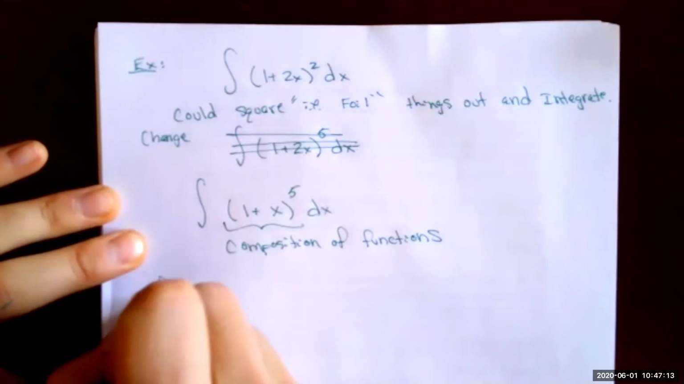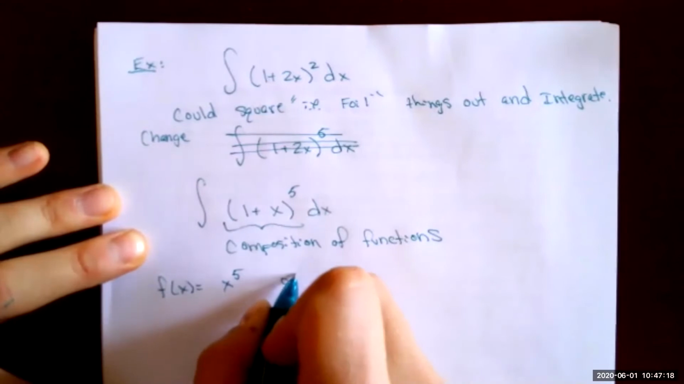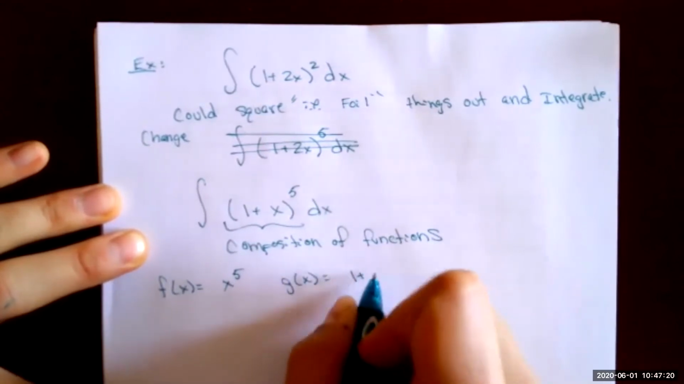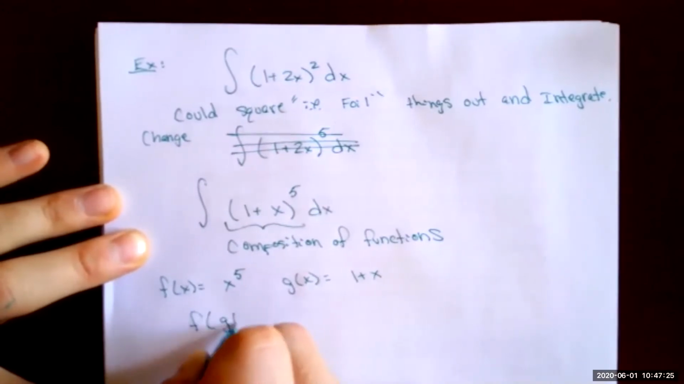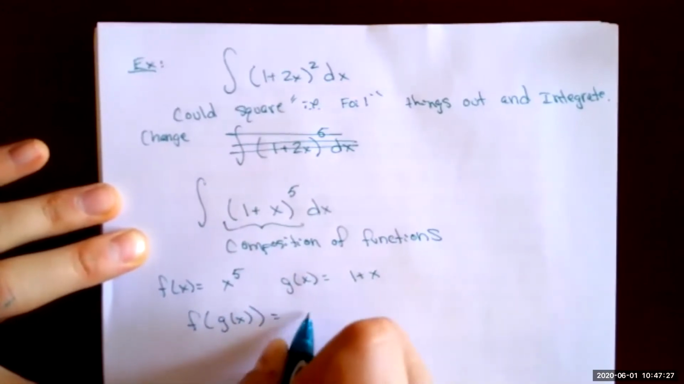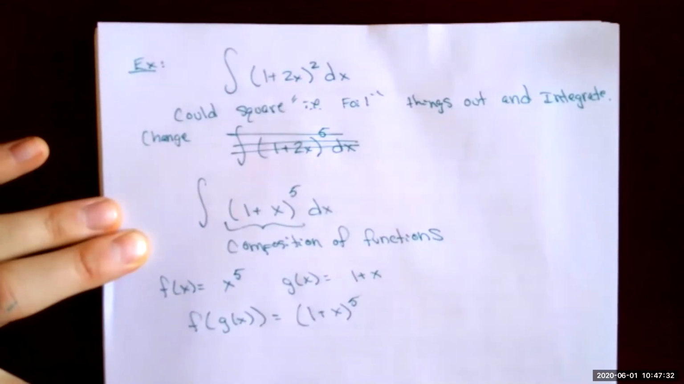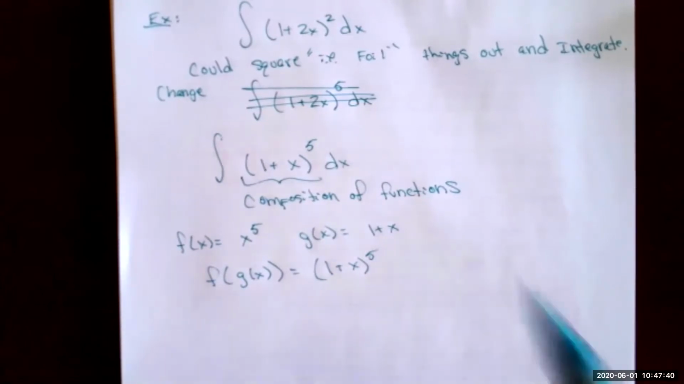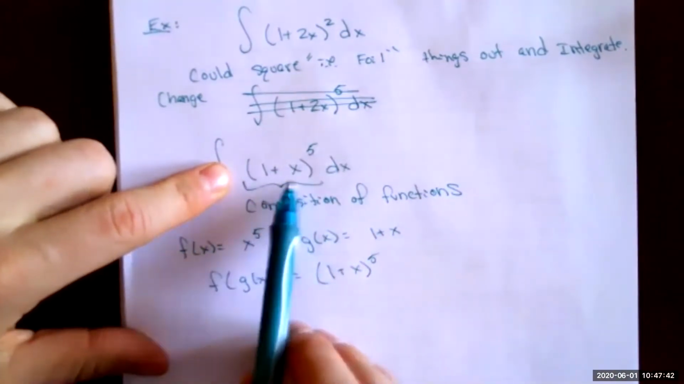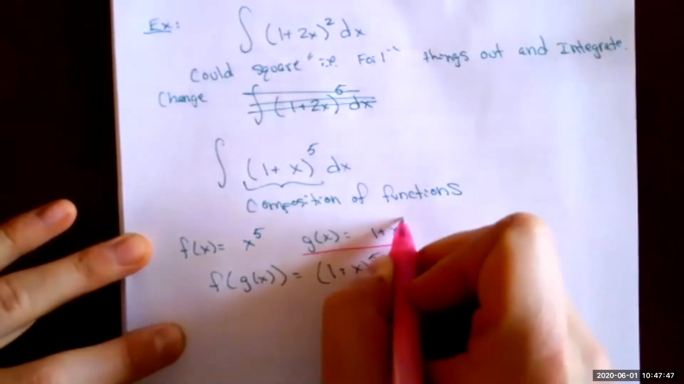Namely, if I write this as something like f of x is x to the 5th and g of x is 1 plus x, then really what we have is f composed g. And that is what our function is there. And so what you want to be able to do is start recognizing what is the inside function. Our inside function was this guy.